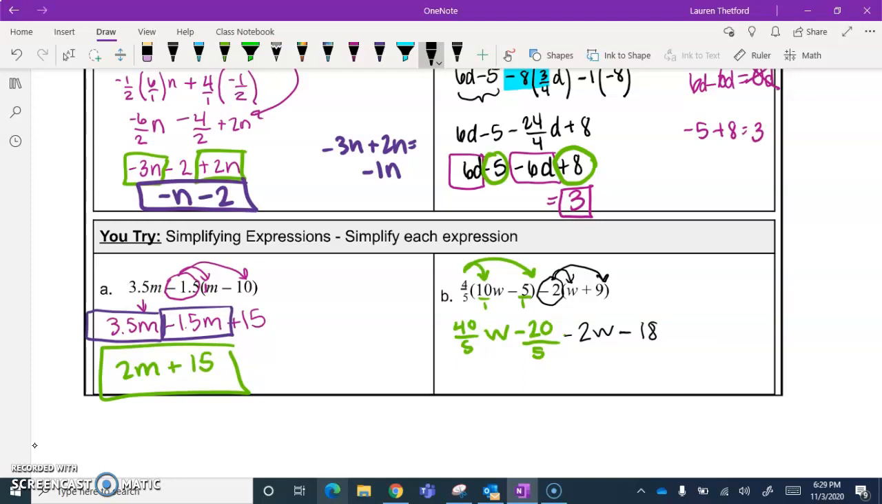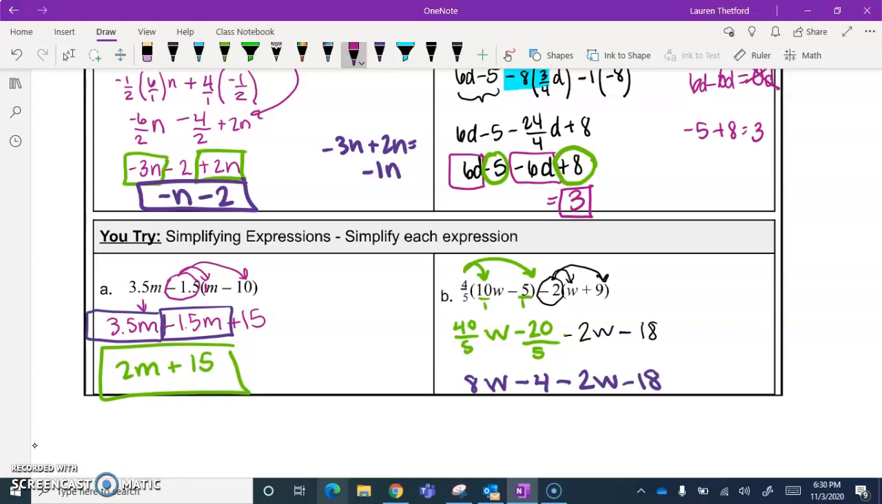And this isn't done yet. Now we're going to simplify. And so 40 divided by 5 is 8. We keep our w. 20 divided by 5 is 4. And then we just bring down the rest of the stuff that we didn't have to simplify.